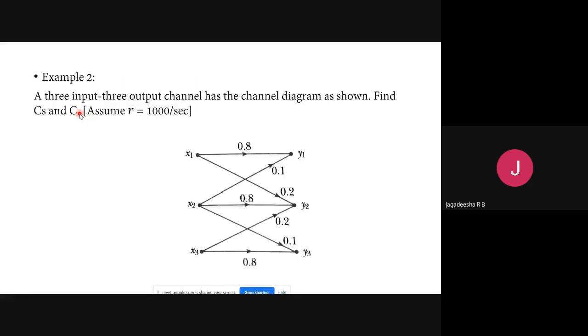Okay, now we will do those things here. First, we need to find the channel capacity. For that, the very first step is to find the channel matrix PYX. So we know from the figure how to write PYX, right? That will be something like this. The first row will have 0.8, 0.2, and 0, because there is no transition from X1 to Y3. So the first row will be 0.8, 0.2, and 0. The second row will have 0.1, 0.8, and 0.1. The third row will have 0, 0.2, and 0.8.